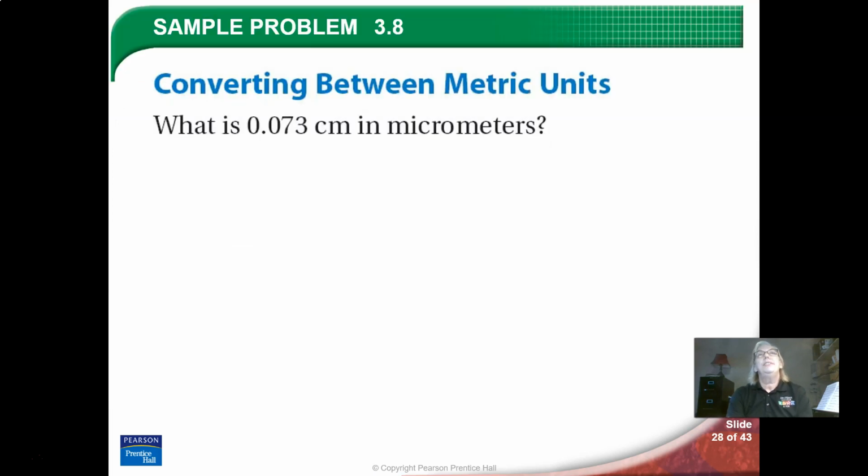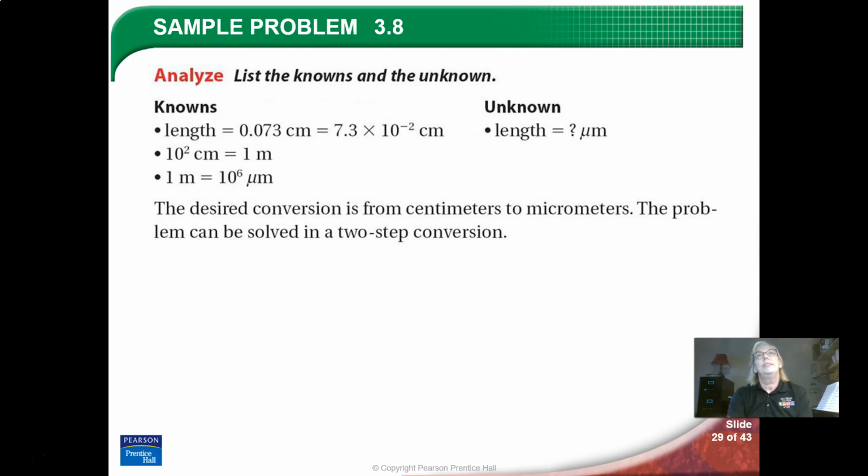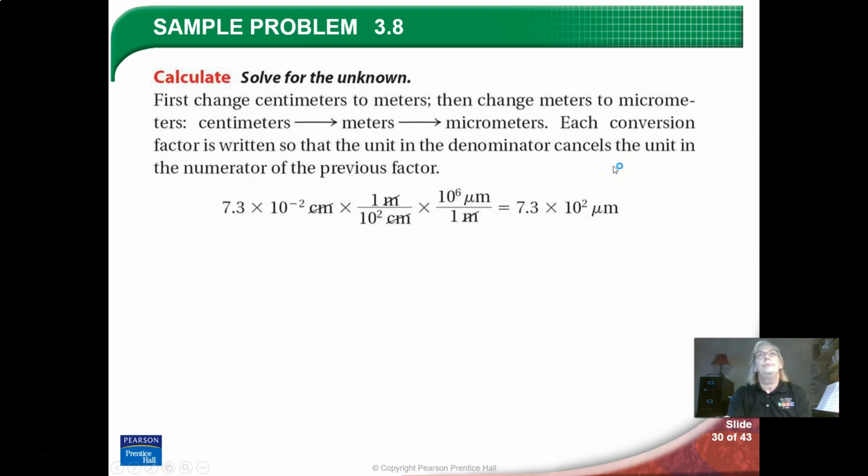So let's say we have to convert this many centimeters to micrometers. I'm starting with this length, and I want to get to micrometers. So I know there are 100 centimeters in 1 meter, and I also know there's that many micrometers in 1 meter. So I have to do 2 steps in this problem. Start with centimeters, put centimeters down there, get to meters, get rid of meters by putting it down there, and then get to the micrometers.